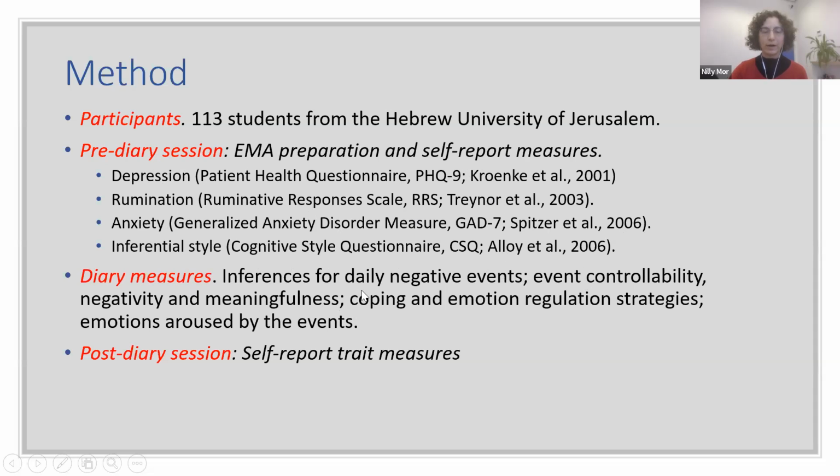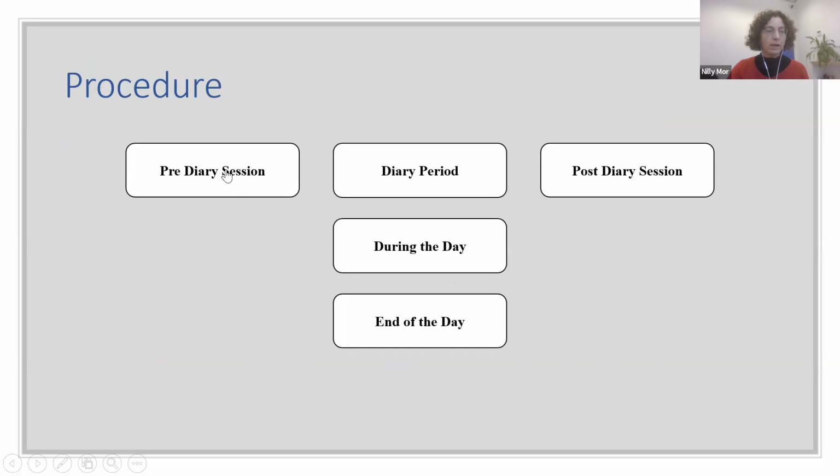And in the diary procedures, we asked them to report negative life events. We asked them about the controllability of these events, the negativity and the meaningfulness of these events, and the coping and emotion regulation strategies they used to handle these events, and the emotions aroused by these events. And then finally, after these 2 weeks, we also asked them to complete again self-report trait measures. So here's the design: the pre-diary, diary period, and the post-diary session.